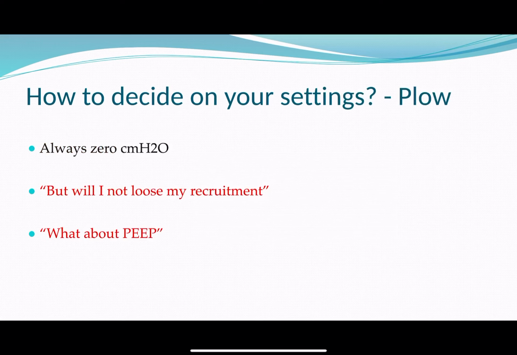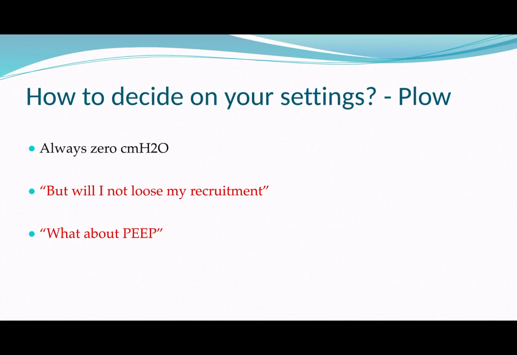So how do you decide the P low? It's really simple. Always set it to 0. Now some of the ventilators, for whatever reason, they don't always allow you to get down to 0. Some of them only say 5. But whatever the lowest setting you can get is, choose that.